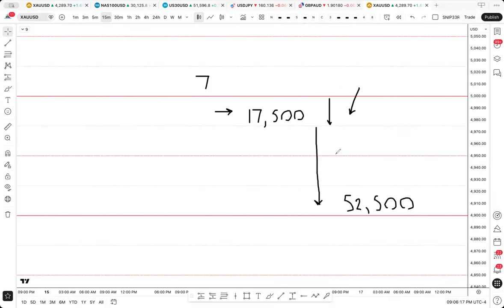This is one trade. Again, I'll go to a very, very small lot. We might as well just do 0.01. 0.01 for 1/4 is $25.